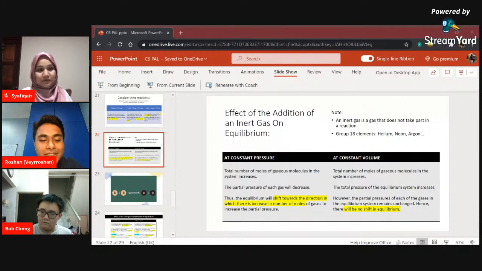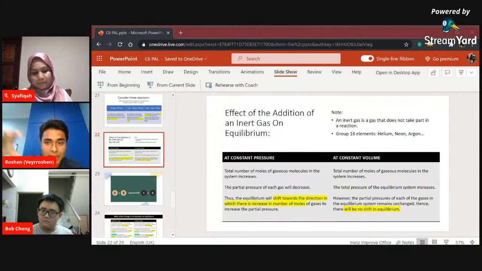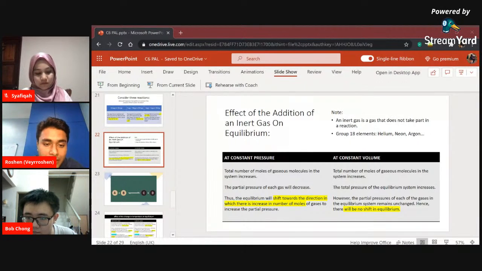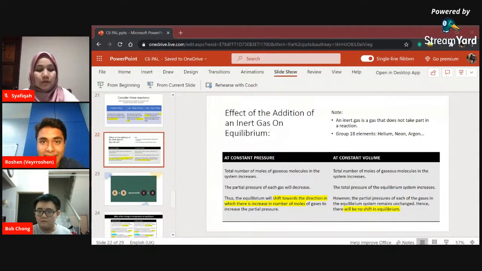The total number of molecules of gas, because inert gas has its own moles, right? How many moles of helium, how many moles of argon. So when you add them, the total number of moles will increase. And then the partial pressure of each gas will decrease now. When the total number of moles increases, the partial pressure will decrease.